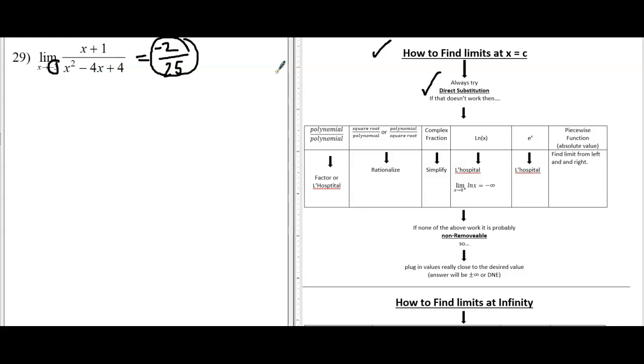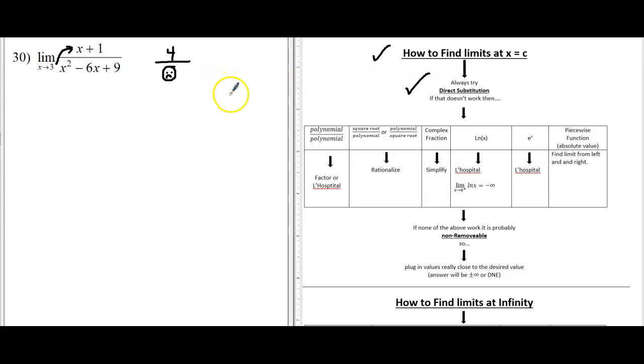All right. Let's go ahead and move on to our next problem, number 30. So let's go ahead and plug in. So once again, I'm plugging in a number, and it's just direct sub. So if I plug it in, I get 4 on the top, and in the bottom, I'm going to get 9 minus 18 is negative 9, plus 9 is 0. And now we have a little bit of a problem. I can't do this one by direct substitution.